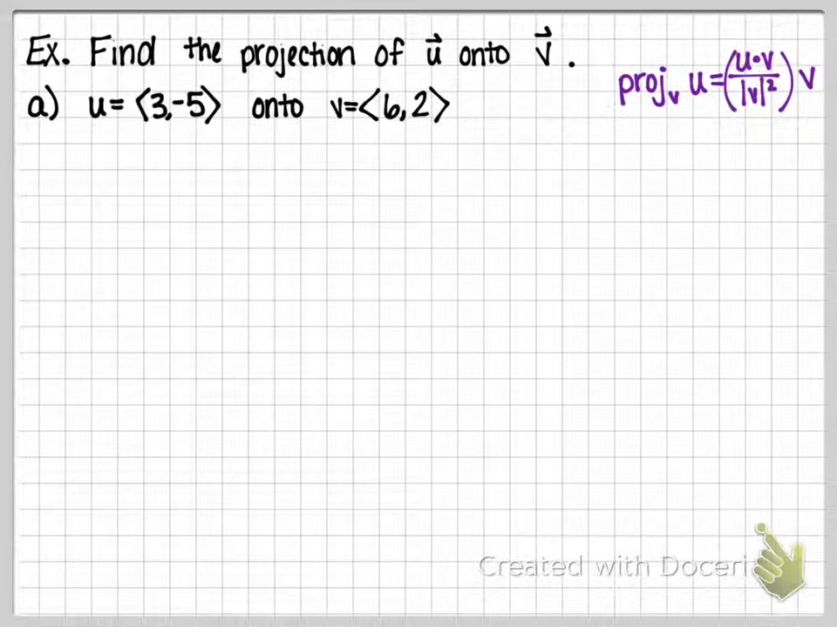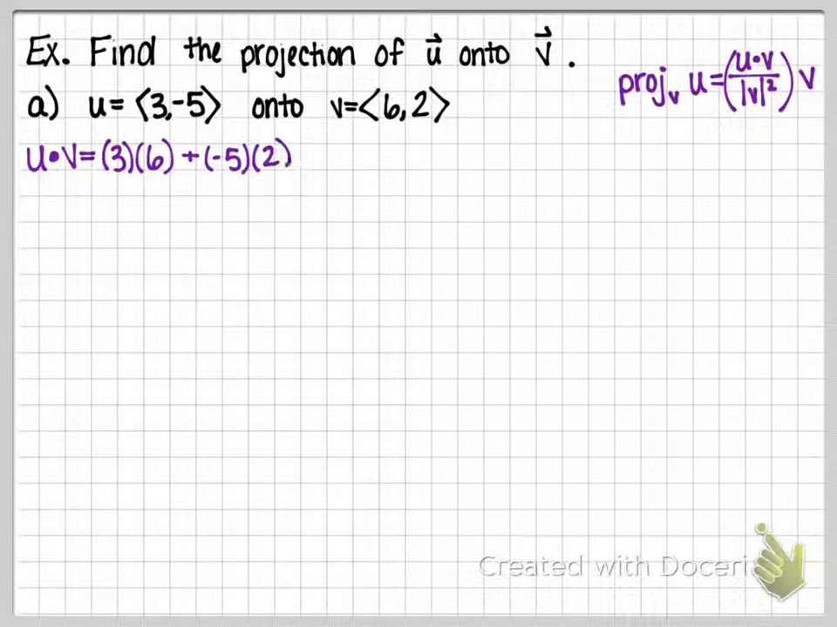So the first thing we want to do is we want to find our dot product. So I'm going to find u dot v. And when I find u dot v, I'm going to end up taking 3 times 6 plus -5 times 2. So that leaves me with 18 minus 10, so my dot product is going to equal 8.